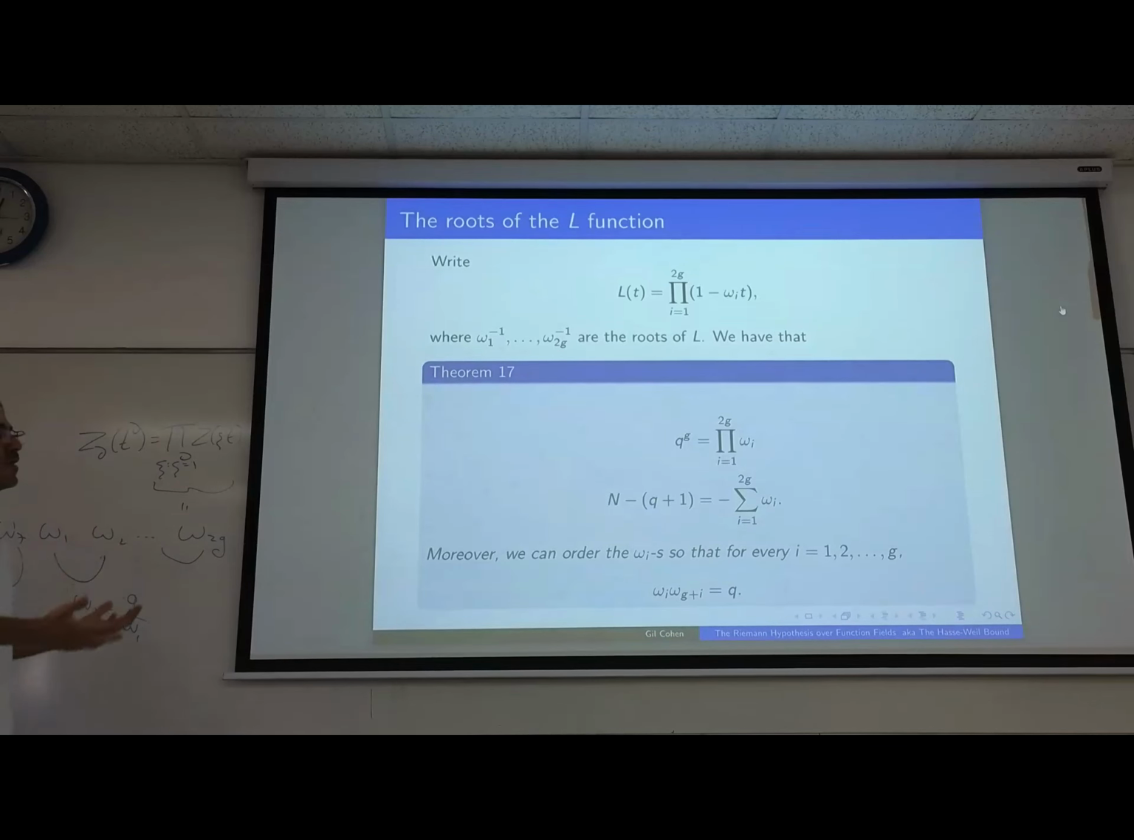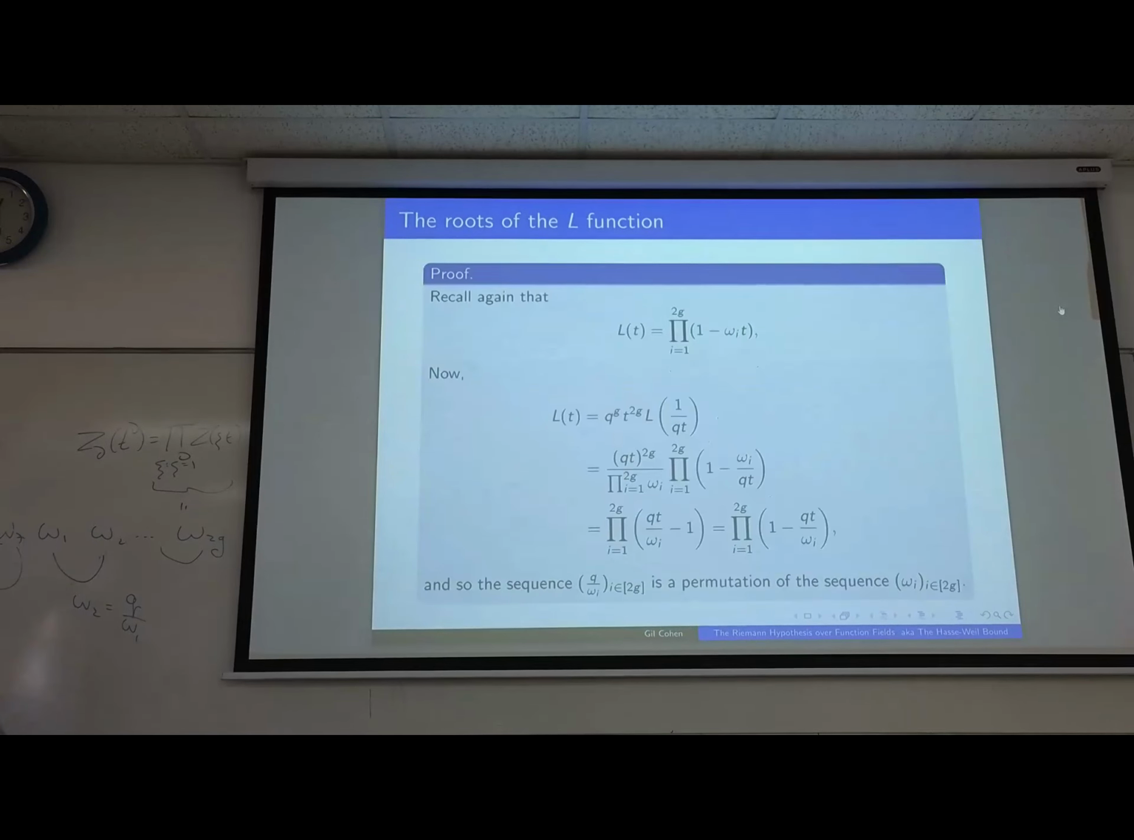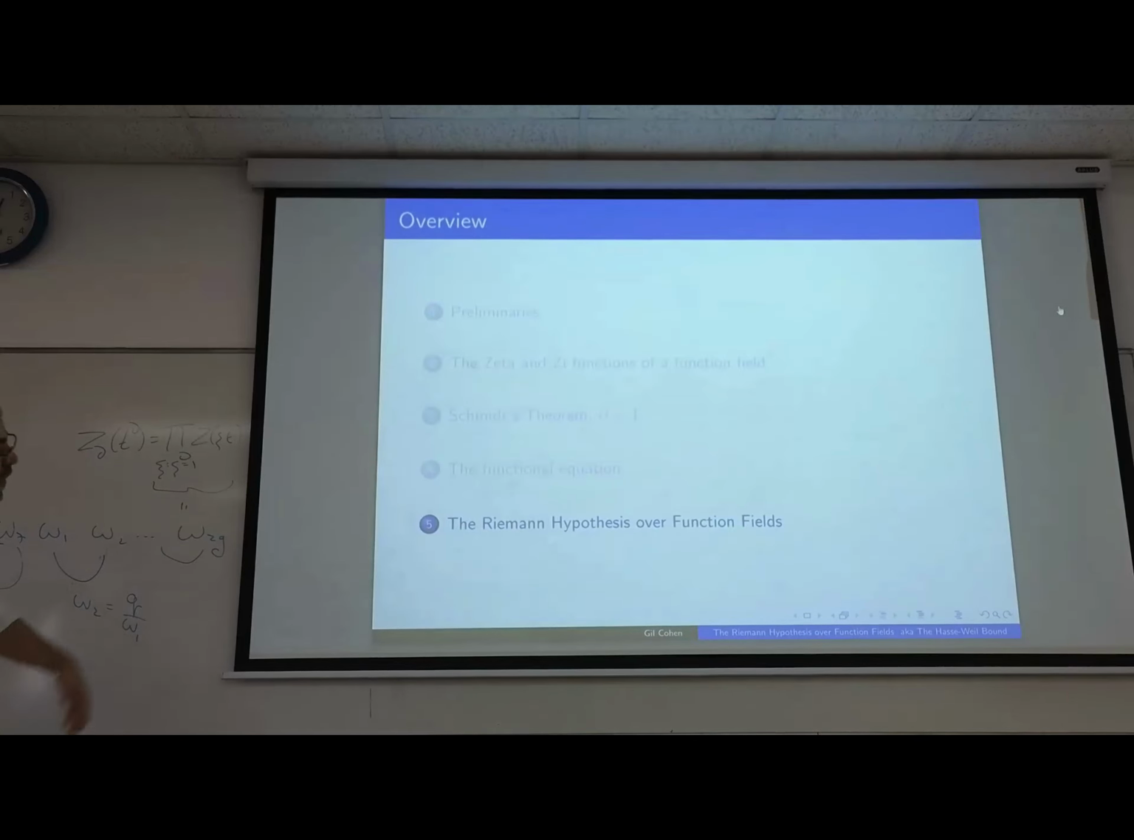You really want to say that all of the omega i's have modulus square root of q, because it's so symmetric. It would really destroy it if one of them didn't have modulus square root of q. And that finally leads me to the statement of the Riemann hypothesis.